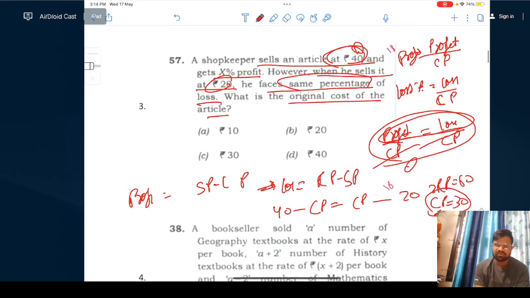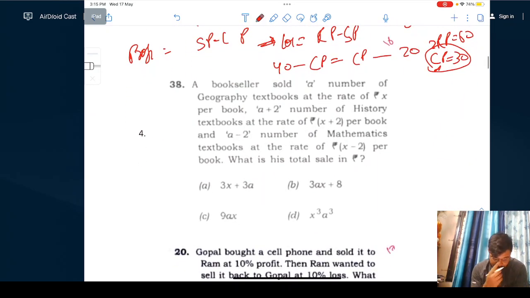Okay, very easy calculation. Obviously you can also say it like that. When you go by the options, choose any option. See, one SP is 40, at which he is getting some profit. One SP is 20, at which he is making a loss. So it should be between 20 and 40. So the only option here is 30. If there is another option between 20 and 40, then you can do the calculation. Otherwise, you can just mark 30. This is a very simple question that way also. Now fourth question. A bookseller sells a number of geography textbooks at the rate X per book.